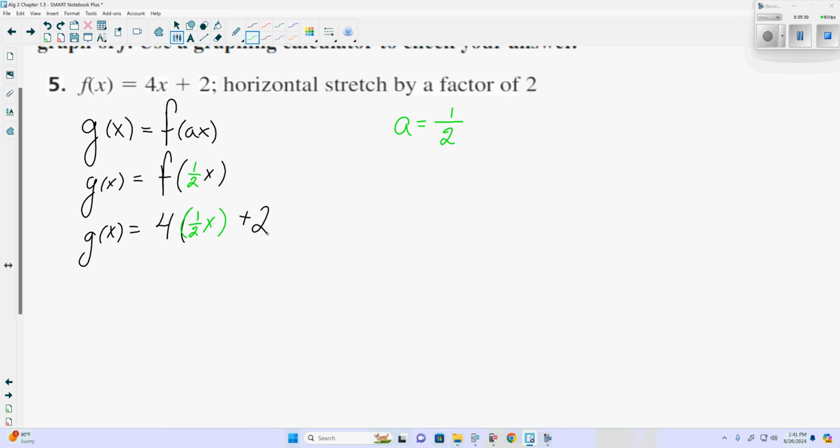So we would still have the 4 times our 1/2 x plus 2. Now the only thing we have to do here is multiply the 4 and the 1/2 x. Well, 4 times 1/2 is 2, so 2x plus 2. And that's it. And we're going to stop.